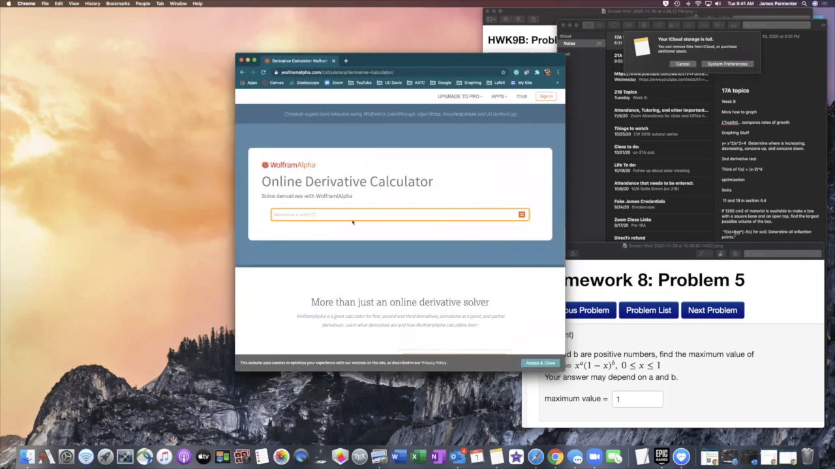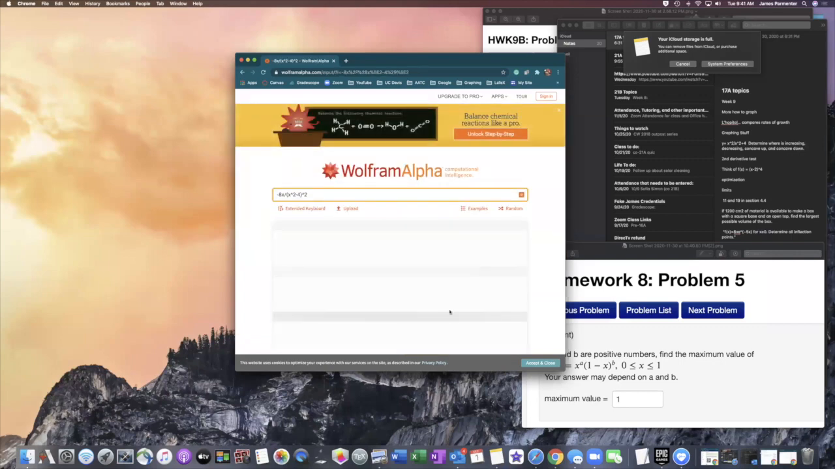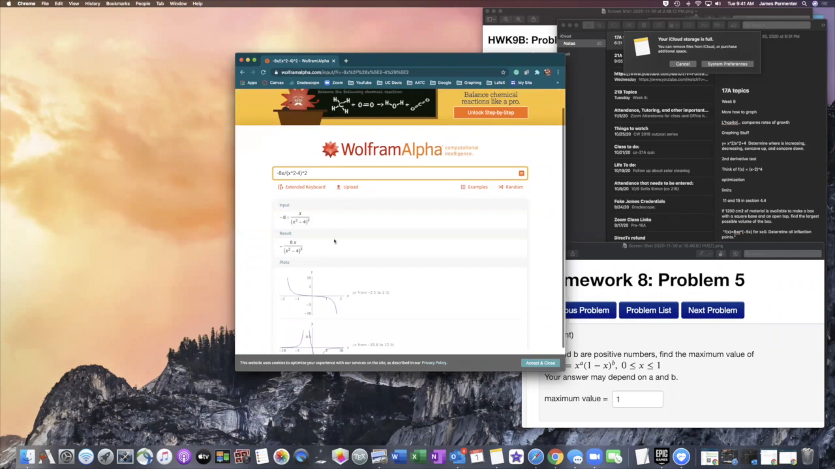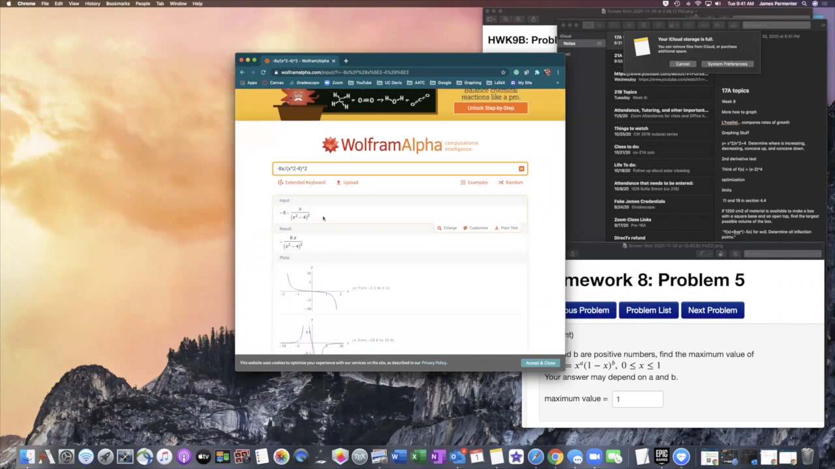Awesome. And I mean, there's lots of these. This is just the one I've always used. So I'm going to throw that equation in. Actually, I'm going to write it more simply. I'm going to write this one in there. So it's negative 8x divided by x squared minus 4 quantity squared. Awesome. Let's see what we get. It takes a few seconds. So you get, right, let's see, it actually is what I wanted, right? It's negative 8 times x over x squared minus 4 squared.